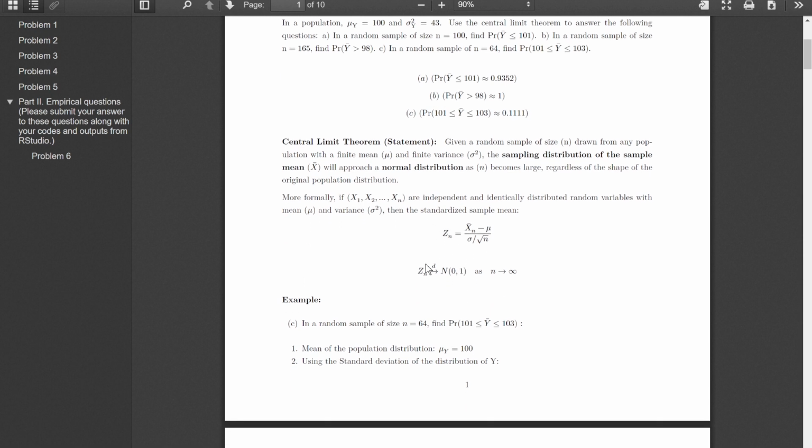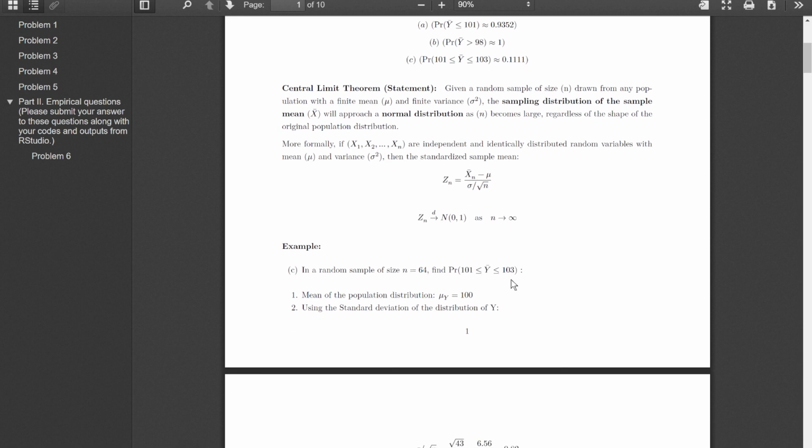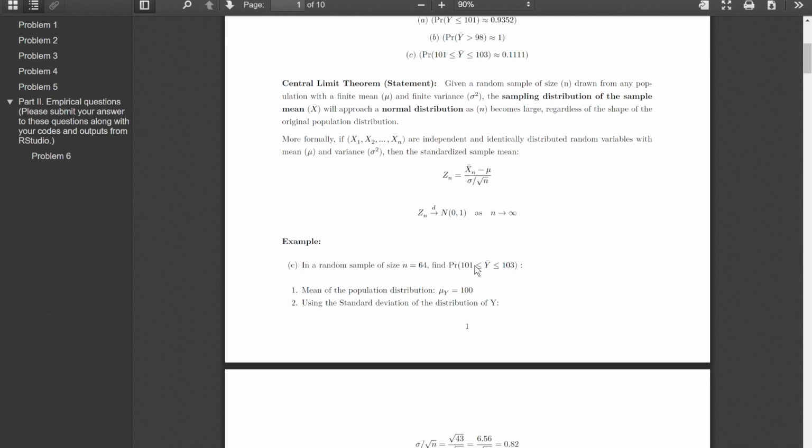You use this formula, and your assumption is that this Zn will approach the standard normal distribution, with mean 0 and standard deviation of 1, as n approaches infinity.